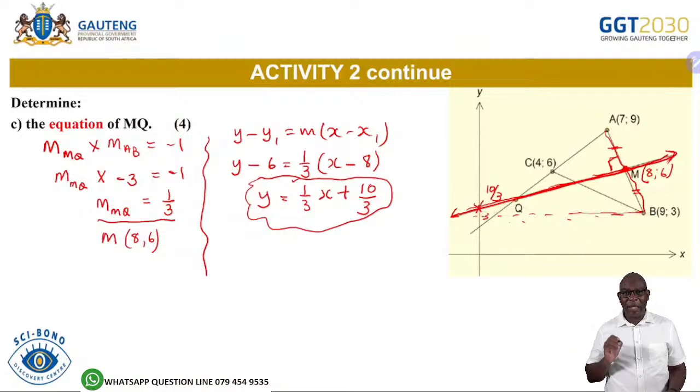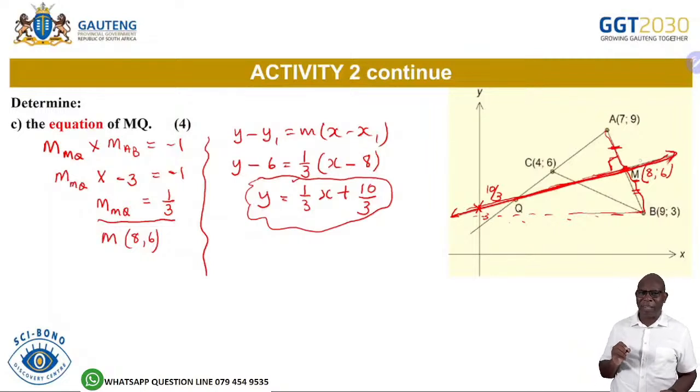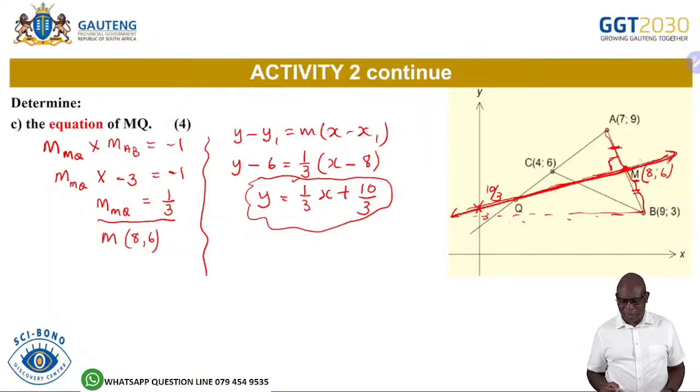So can you see that my challenge might be if I did not understand the word perpendicular bisector. If I did not understand that, I will not get the coordinates of M. I will not get the equation of MQ. I'll basically not get full marks in this question if I did not understand the word perpendicular bisector. And it is used very often in analytical geometry. Please watch out for that word.